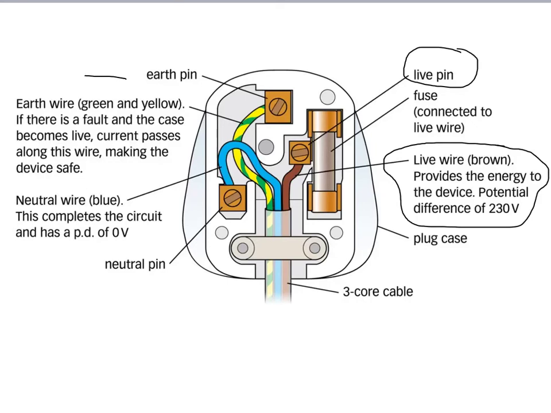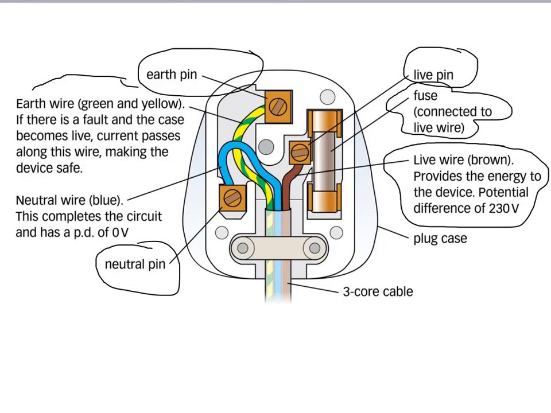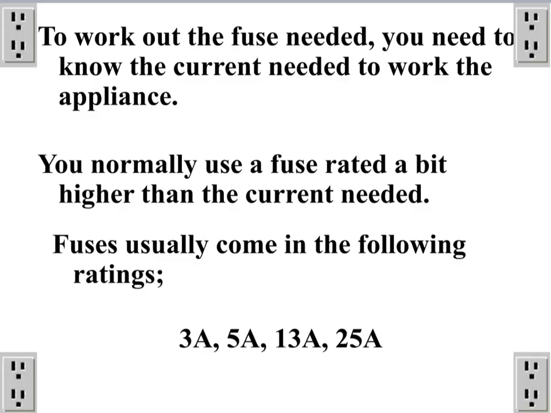Then we have got the earth wire. So this is one, if we've got a fault in the case, it will allow the current to pass through it and make your device safe. That's held in place by the earth pin. Then we have got the neutral wire. Its function is to complete the circuit. It's held in place by the neutral pin. Then we have got our fuse. The fuse, of course, is connected to the live wire so that if it breaks, it can cut off the circuit.